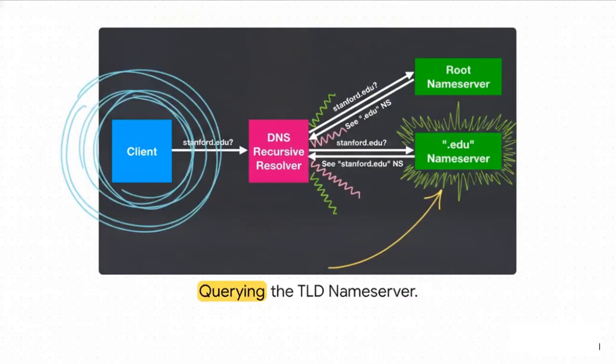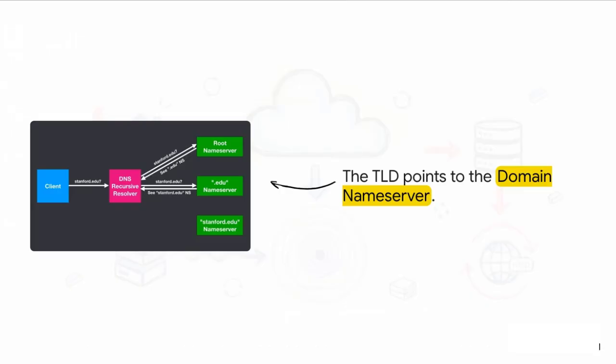Armed with that new clue, our resolver bounces back and fires off a brand new query. This time, it goes straight to that .edu name server. We're getting much closer now. The top-level domain name server answers back. It tells the resolver, look, I don't have the final web page, but I know exactly who is in charge of Stanford specifically. And it hands over the address for the authoritative domain name server that exclusively handles stanford.edu.